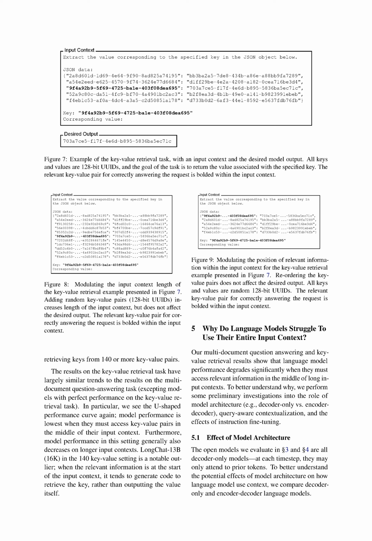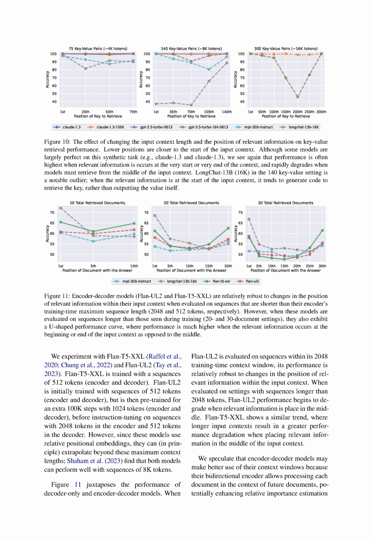We speculate that encoder-decoder models might be more effective at utilizing their context windows due to their bidirectional encoder. This allows them to process each document considering future documents, which could potentially enhance the estimation of relative importance between documents. Section Summary. The Results and Discussion section presents the performance of different models on a key-value retrieval task.